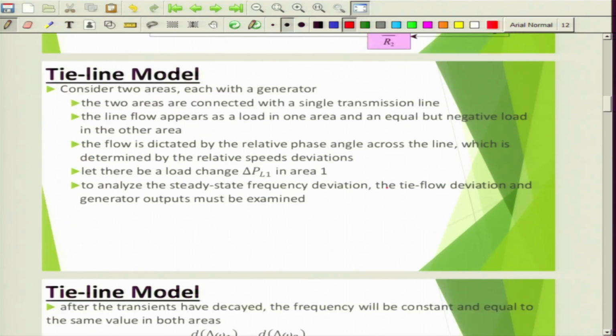The tie line model considers two areas, each with a generator. The two areas are connected with a single transmission line. The line flow appears as a load in one area and an equal but negative load in the other area, or generation at one side, excess generation, and consumption at the other side. The flow is dictated by the relative phase angle across the line, which is determined by the relative speed deviations basically. Let there be a load change delta PL1 in area 1, for example. To analyze the steady state frequency deviation, the tie flow deviation and generator outputs must be examined.